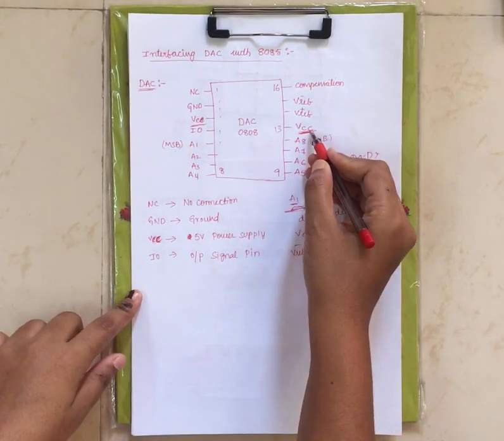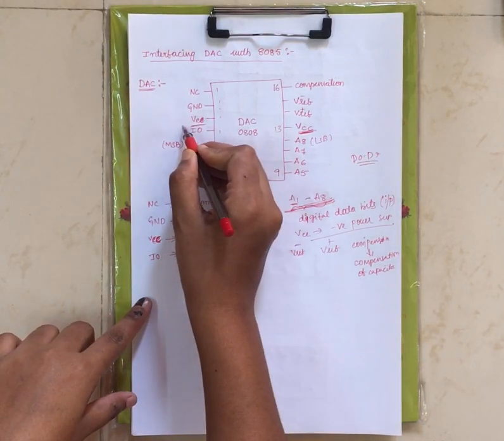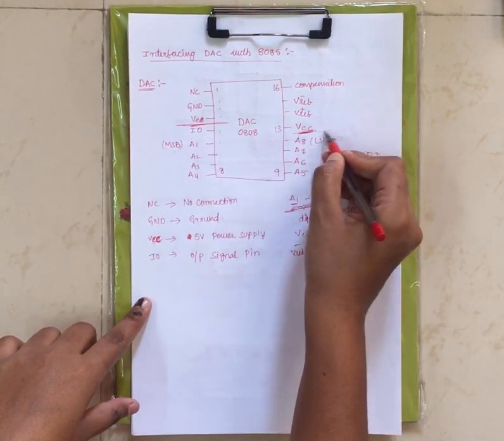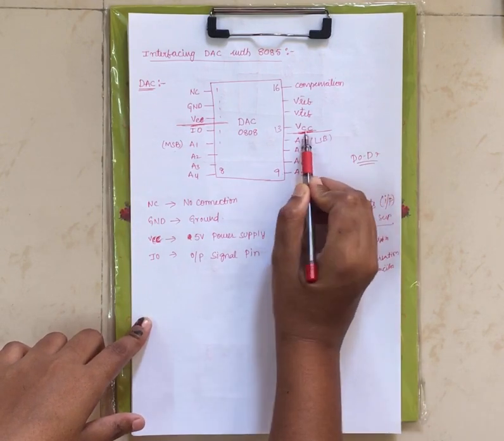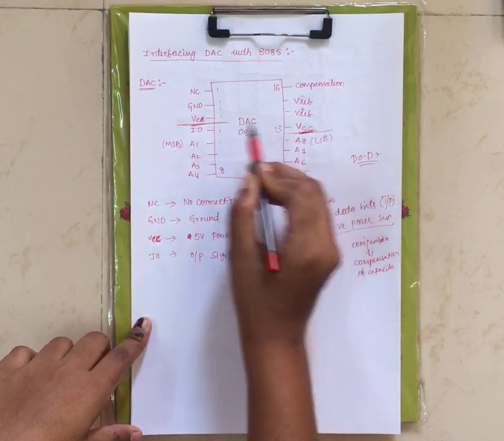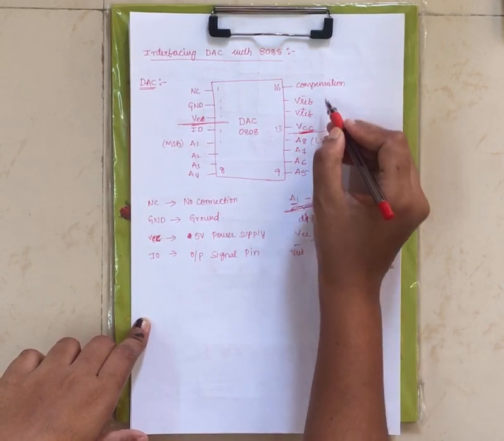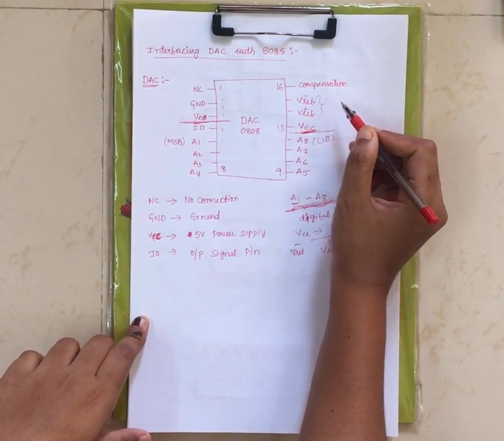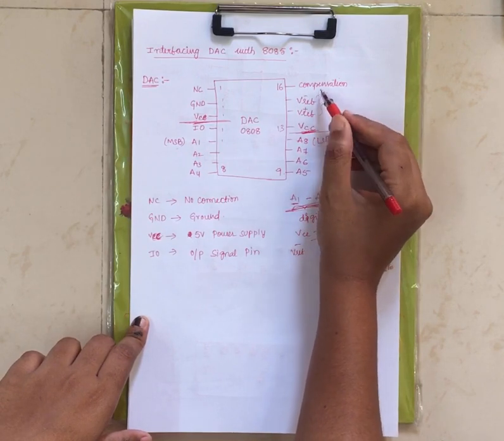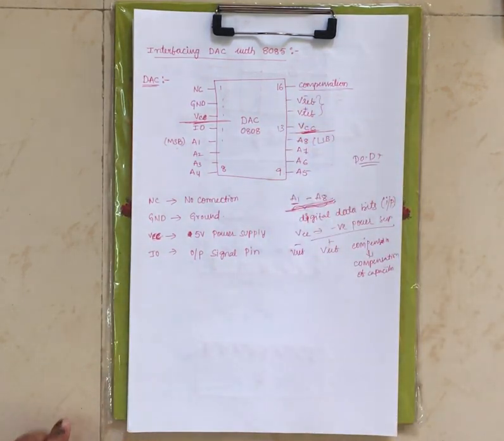Now VCC is the 13th pin. Remember, VEE is the third pin and VCC is the 13th pin. Plus 5 volts of power supply is provided at the 13th pin, and VEE is used for negative power supply. You have two reference voltages, negative and positive, provided at the 14th and 15th pin. The 16th pin is the compensation pin, used for capacitor compensation. This is the brief description of the DAC.